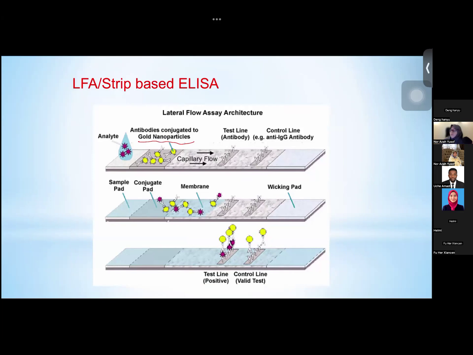Okay, so you can see that when it matches, the virus, the antigen is there, then you have the test line positive, generated by the color. If there is no antigen, you only have the control line, where color is still produced.